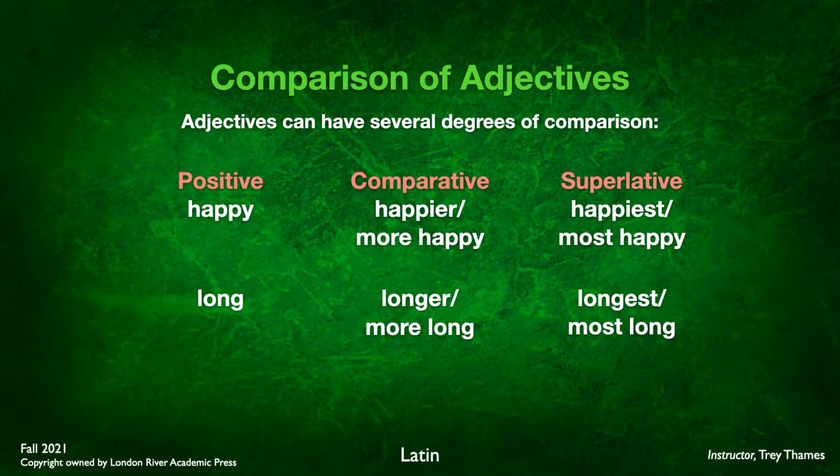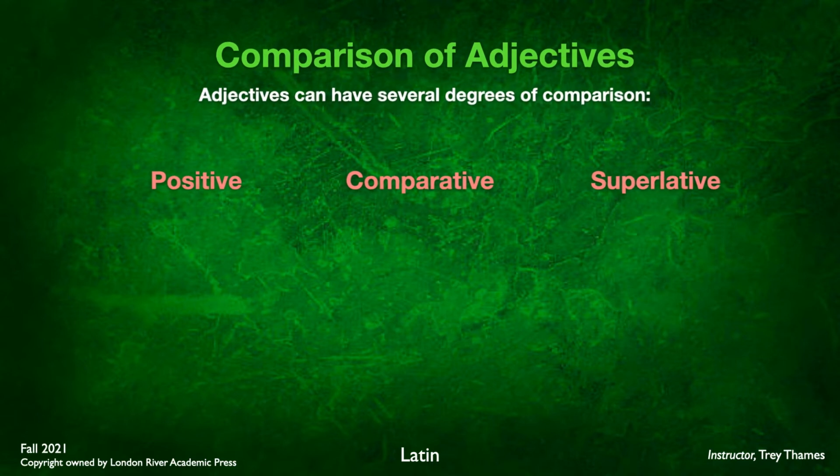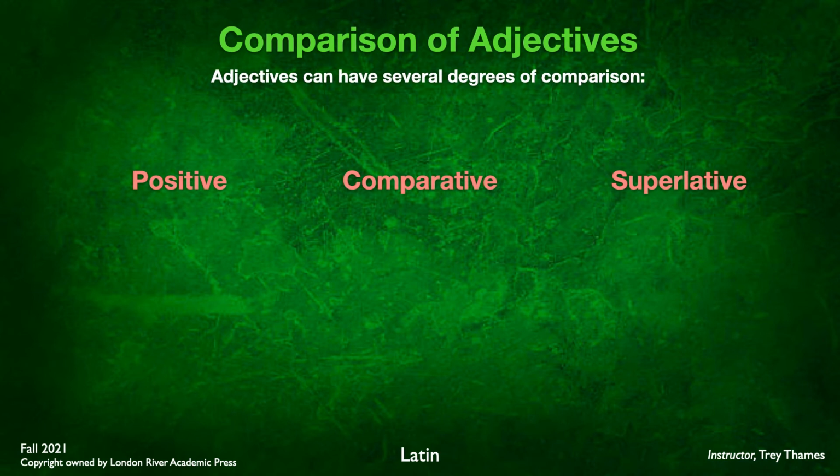Now, some adjectives will sound better in English with either the -er ending or the adverb more in front of it. So either more long or longer, or longest or most long. It just depends on the particular adjective. Now, let's see what this looks like in Latin.